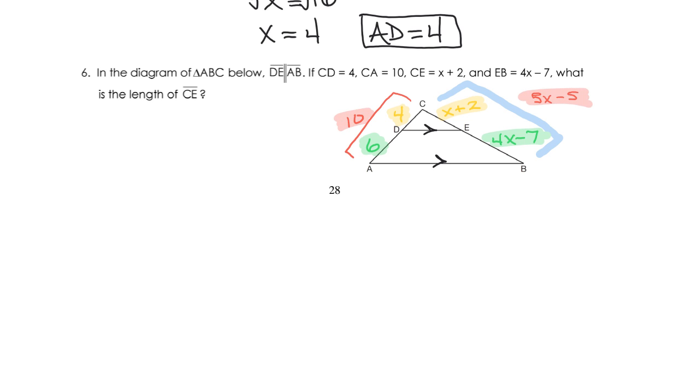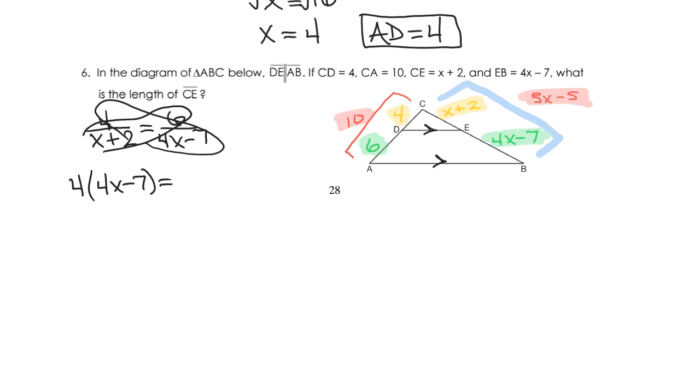So you've got 3 different options, but you don't want to set up 3 fractions and cross multiply. You can only cross multiply with a fraction equal to a fraction. So you pick whichever's easiest. I'm going to go with the 4 over the x plus 2 equal to the 6 over the 4x minus 7. All right, we'll go ahead and cross multiply. Be careful, it's 4 times 4x minus 7 equal to 6 times x plus 2.